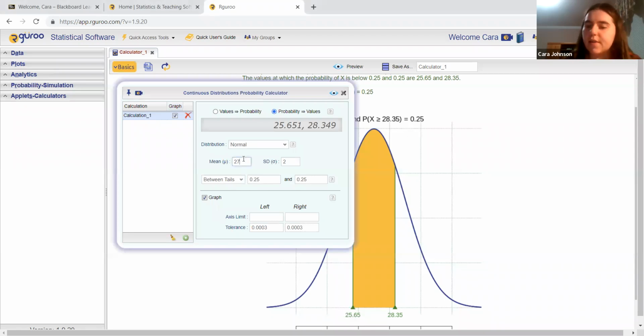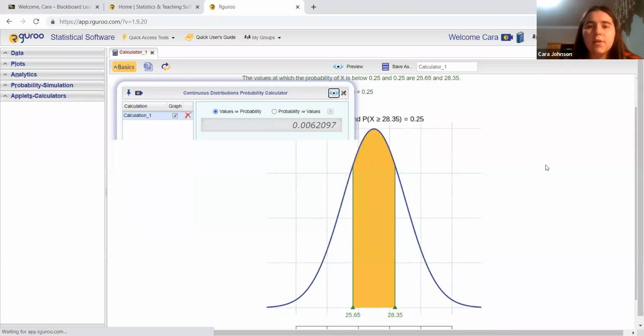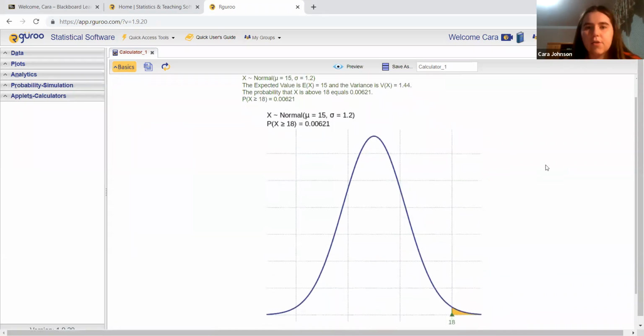So we're changing our mean and standard deviation now. The mean height of the flowers in a garden is 15 centimeters with a standard deviation of 1.2 centimeters, and we're assuming it's normally distributed. We're going values to probability first again. The first thing we're doing is finding the probability of a flower being at least 18 centimeters tall. So that's going to be above 18. Hit the eyeball. There we go, there's our probability.